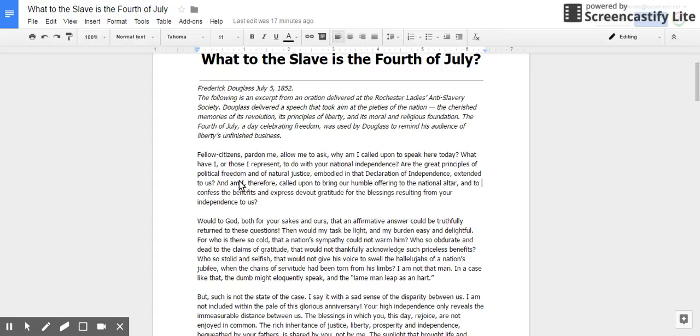Are the great principles of political freedom and of national justice embodied in that Declaration of Independence extended to us? Am I therefore called upon to bring our humble offering to the national altar and to confess the benefits and express devout gratitude for the blessings resulting from your independence to us?